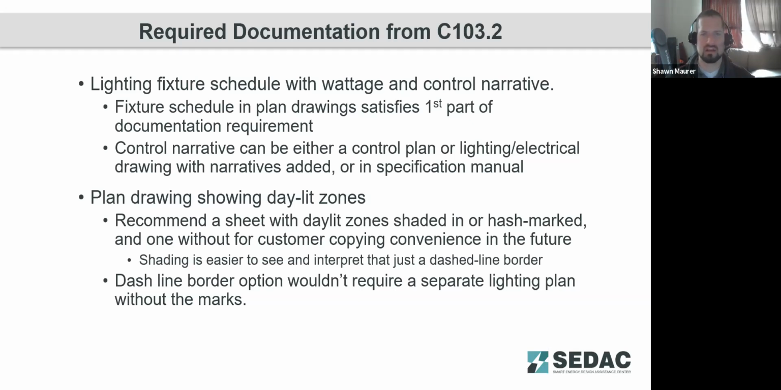The construction documents requirements also list that a plan drawing should be provided that labels the daylight zones in a building. It's a sheet that can have either shaded areas or hatch marked out areas. It just denotes, for side lit areas and skylit areas, what area of that floor is going to be part of that daylit zone and therefore needs to have daylight controls for lighting contained in that area.